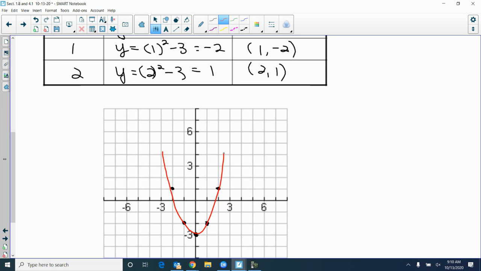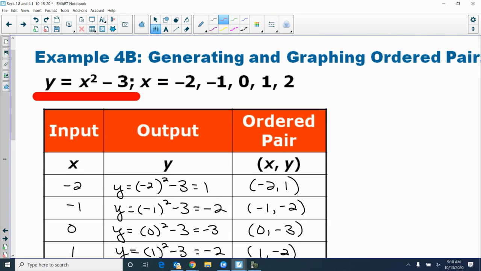Okay, so this does have a pattern. It is U-shaped. Now here's why. Because in the equation, there's a square. That's going to give you a U every time. Okay, you're going to get a U every time.